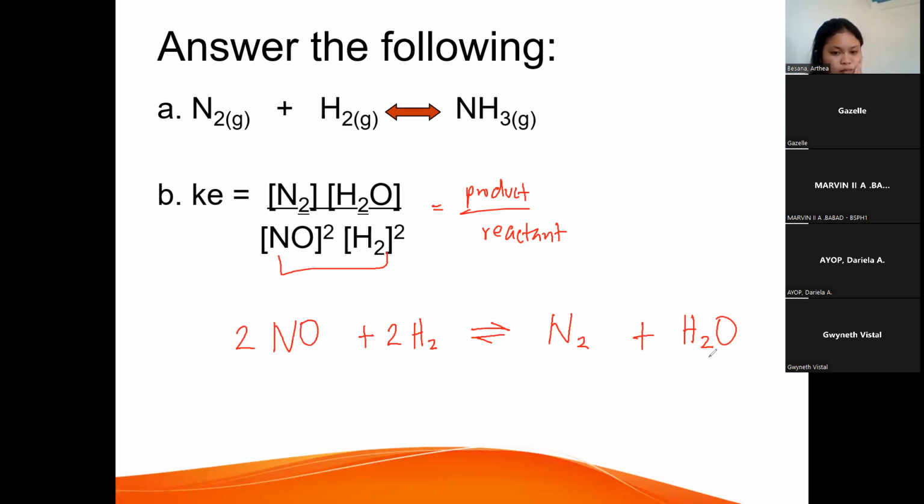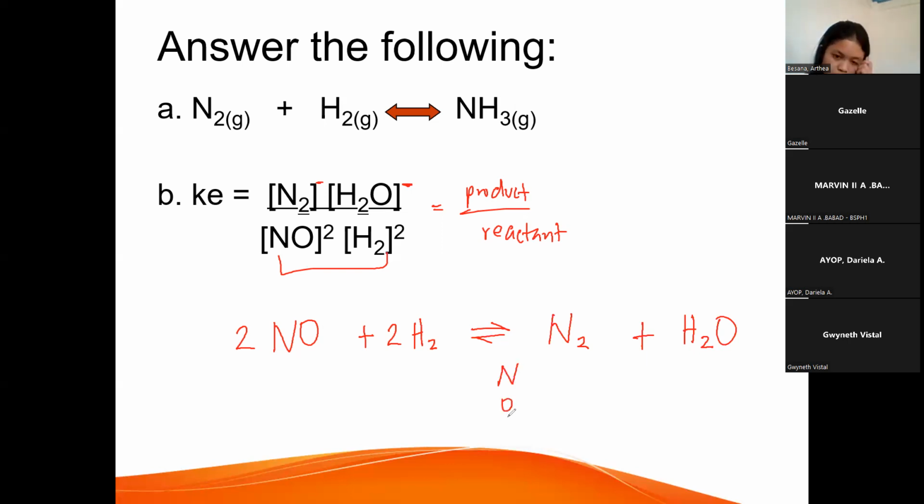Parang hindi ata ito balance. N2, H2O, 2NO, H2. Hindi to balance. Bakit hindi to nag-balance? Dapat balanced equation ito. Hindi ko pala nalagay yung coefficient ng products dyan. Let's try to balance. How do we balance this?